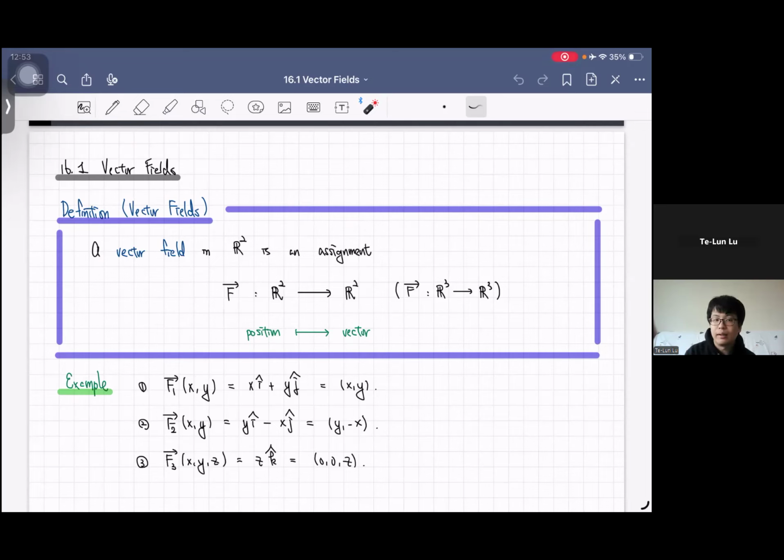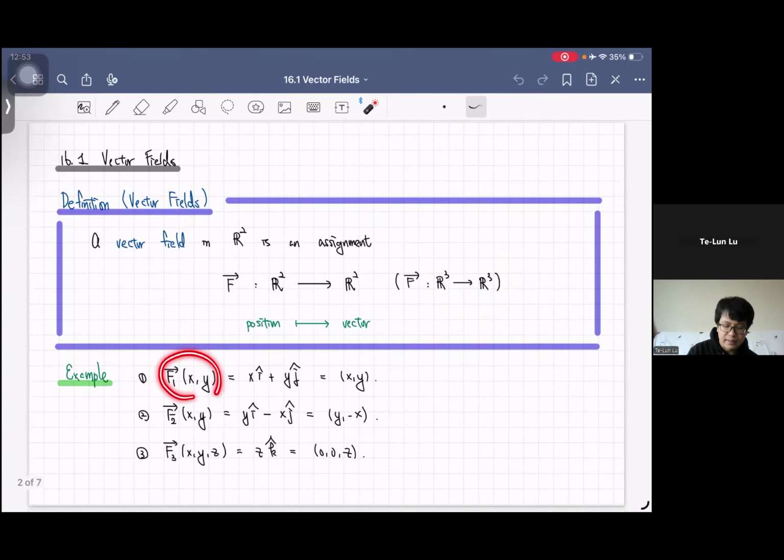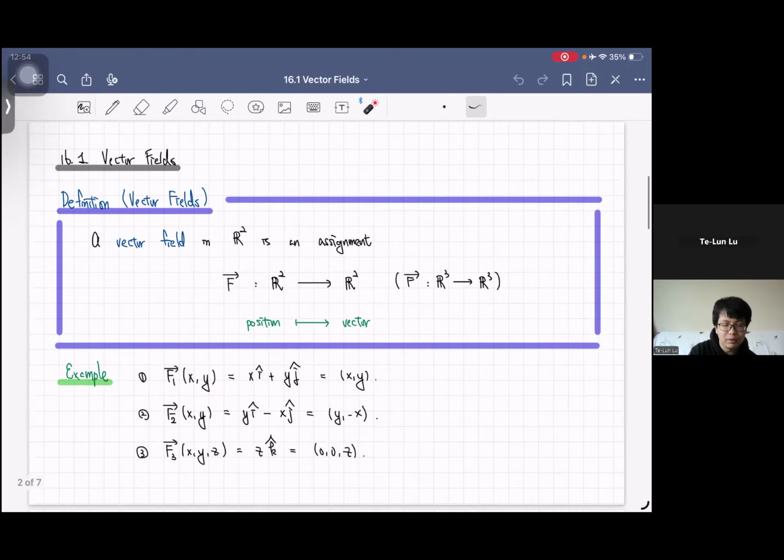Obviously, we can extend everything I mentioned here to R3. You can assign a point in the 3D Cartesian system to a 3D vector. For instance, a very naive example, let's set f1. Notice that I put a vector arrow here. That means this is a vector function. f1 at the position x, y is given by xi plus yj, which is simply the vector x, y. That is saying that the position x, y will assign you the vector x, y, the same as the position vector.